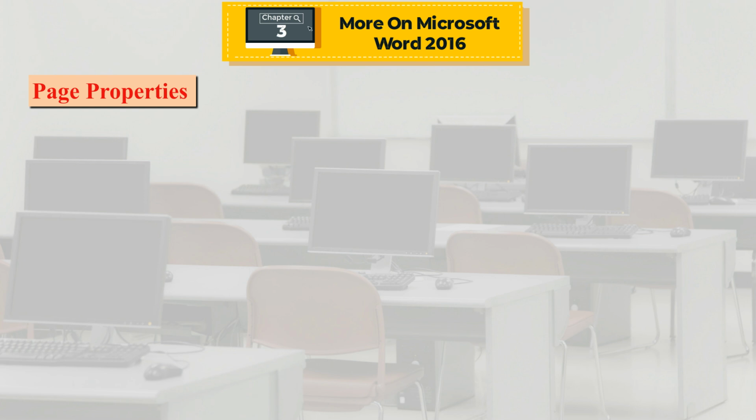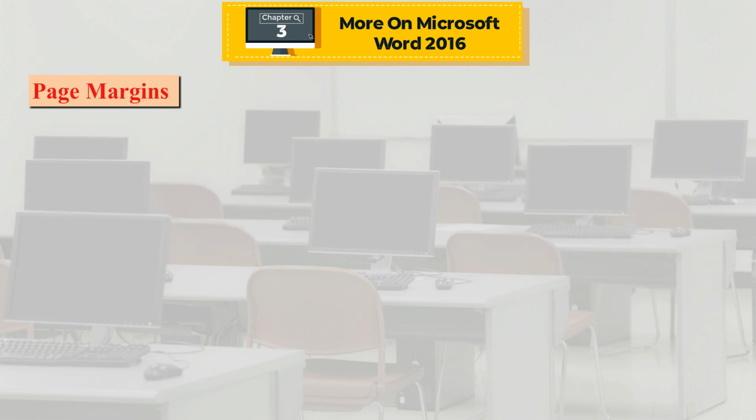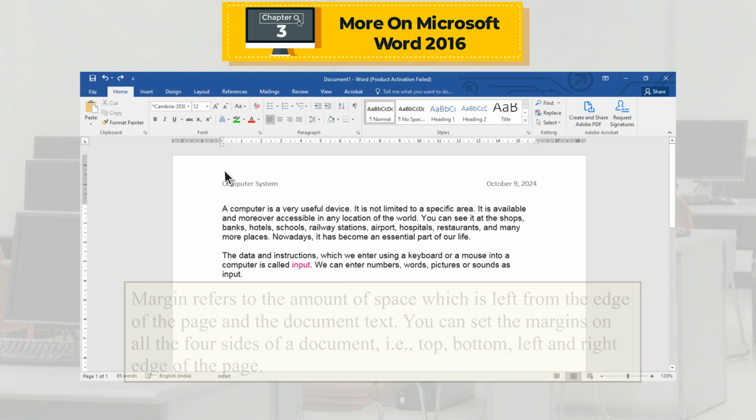Page properties. MS Word helps you to set the different page properties according to your requirement. This includes page margins, orientation and size of the page, etc. Page margins. Margin refers to the amount of space which is left from the edge of the page and the document text. You can set the margins on all the four sides of a document, i.e., top, bottom, left and right edge of the page.